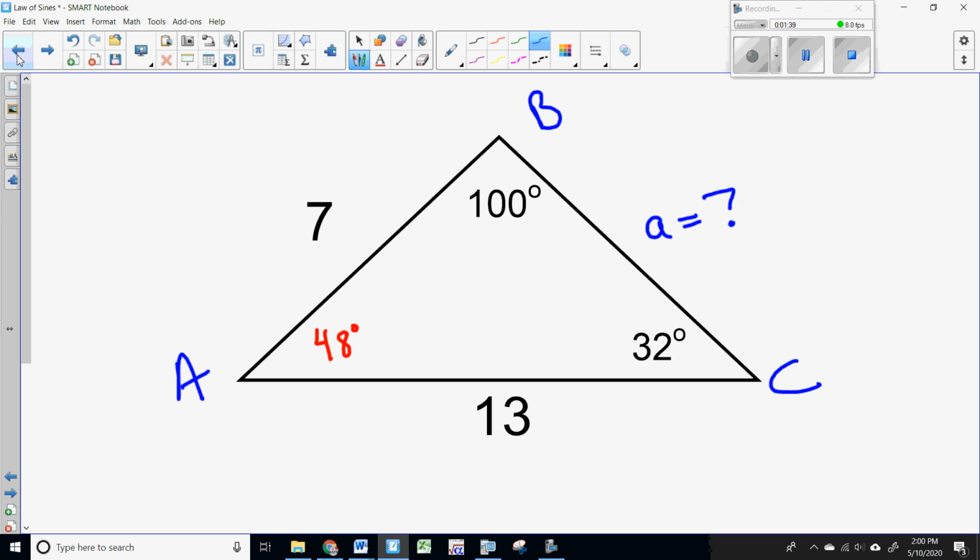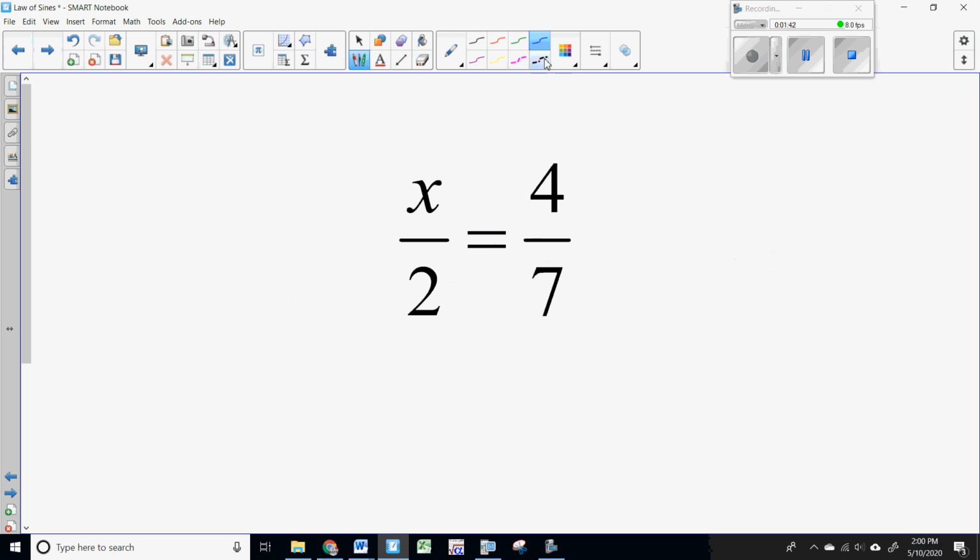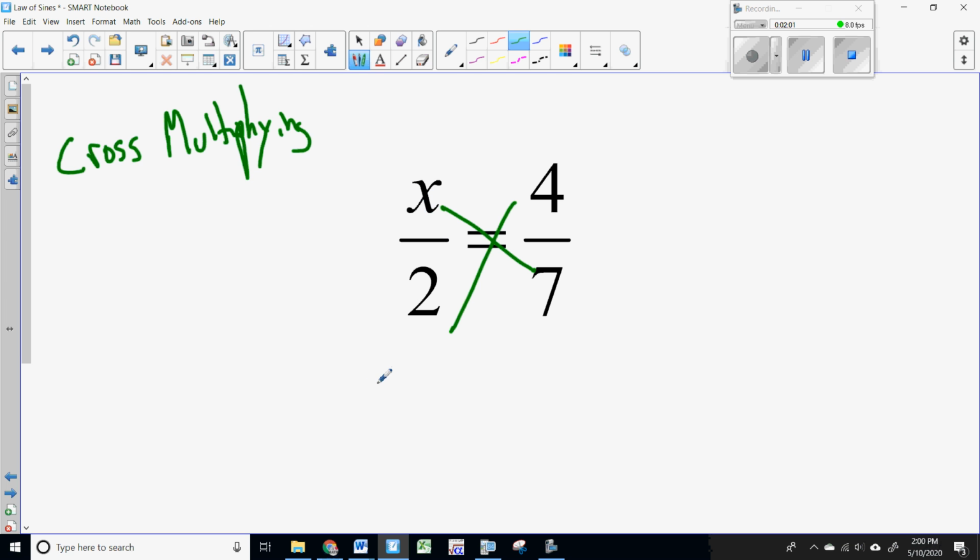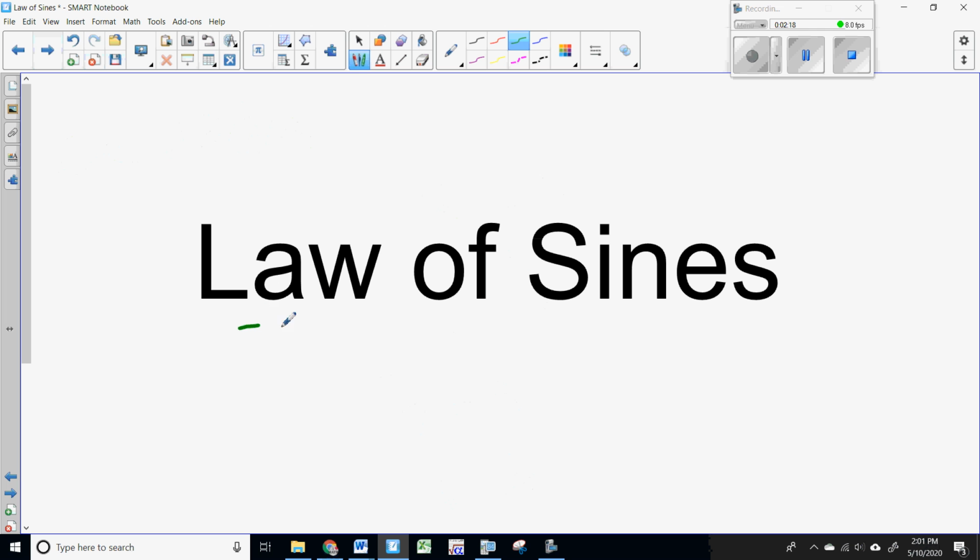Now, before I move forward, I want to back up and refresh your memory on a problem such as this. If you have two fractions that are equal, you can solve these by doing something that is called cross multiplying. You cross multiply, so you take x times 7, which is 7x, 2 times 4, which is 8, and then you can solve by getting 8 sevenths. So this cross multiplying thing is going to be really important as we use the law of sines. And that's what we want to talk about today.